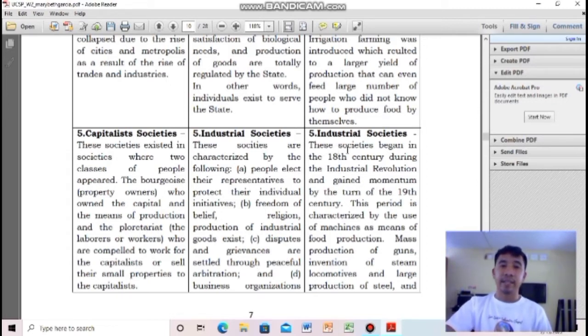Next, industrial societies. These societies began in the 18th century during the Industrial Revolution and gained momentum by the turn of the 19th century. So sa sadto nga period, use na sang machines. May mga machines na diri as a means of food production. May production sang guns, inventions sang steam locomotives, and large productions of steel. Kumbaga may mga makinarya na diri sa industrial societies.